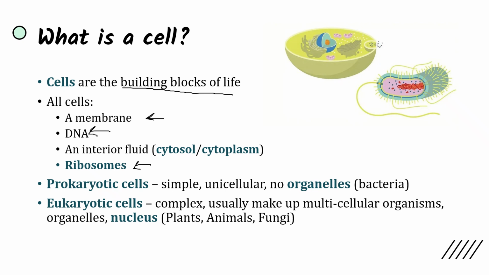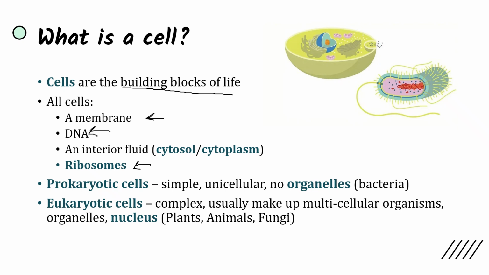So let's take a look at the difference between the two. Prokaryotic cells are very simple cells. They don't have many subcellular components, and they're single-celled, and they do not have any organelles. And organelles are going to be membrane-bound subcellular components. So besides the cell membrane that envelops the prokaryote, there is not going to be any other membrane within the cell.